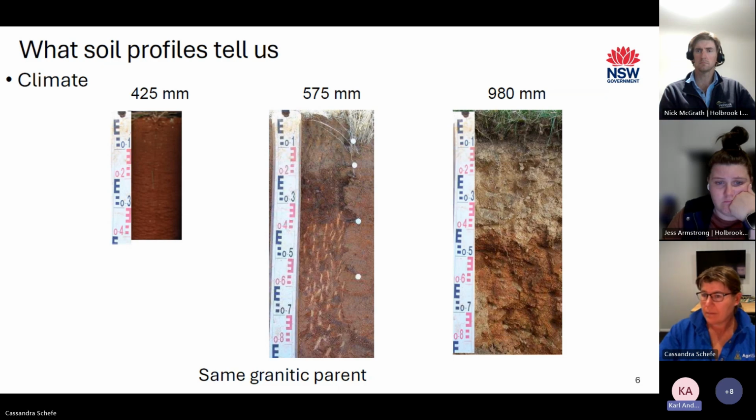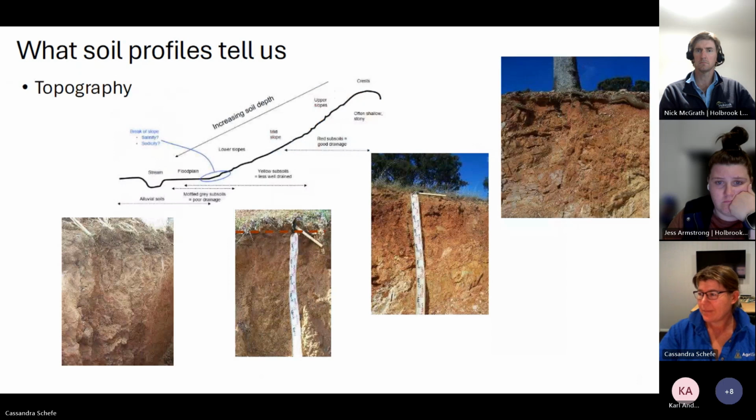If you just go to the next one, please, Cass. This is a range of soils on the sedimentary or the meta sediments around Wagga. These ones. So top of the slope going down, we obviously get deeper soils.